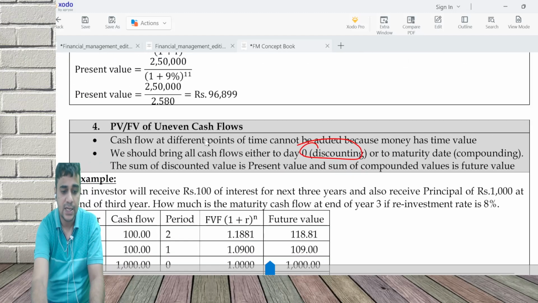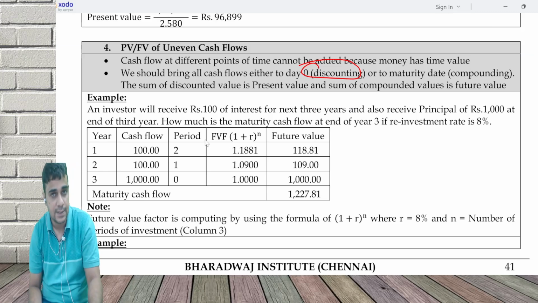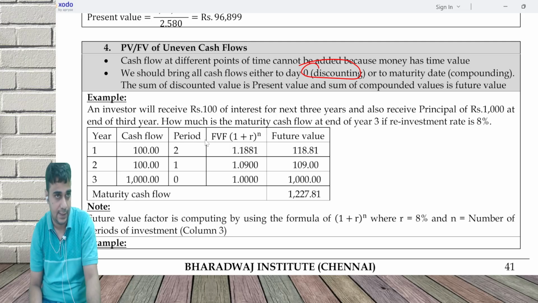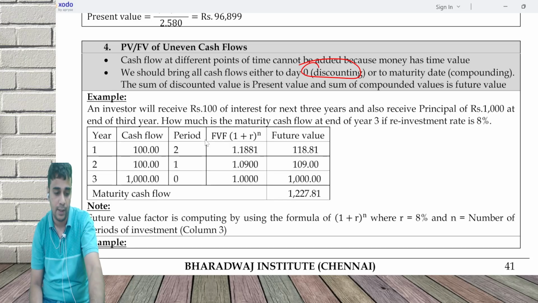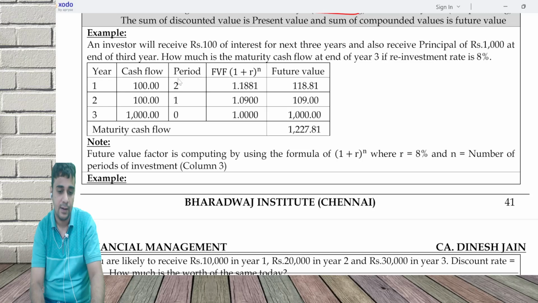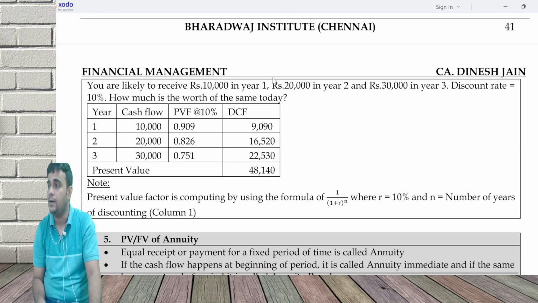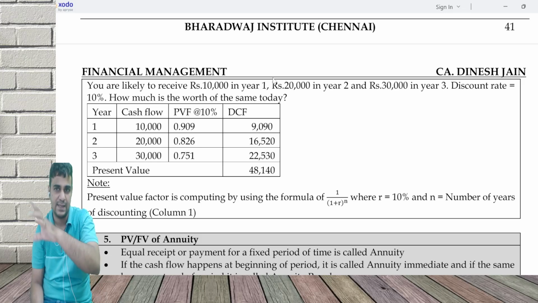So cash flows at different points of time cannot be added because money has time value. We should bring all cash flows either to day 0, which is called discounting, or to maturity date, which is called compounding. This is an example where I've done compounding, and another example where we have done discounting. Both have been done. Not very difficult for you to understand. I've given a very complex example and done it. Any doubts on this part?